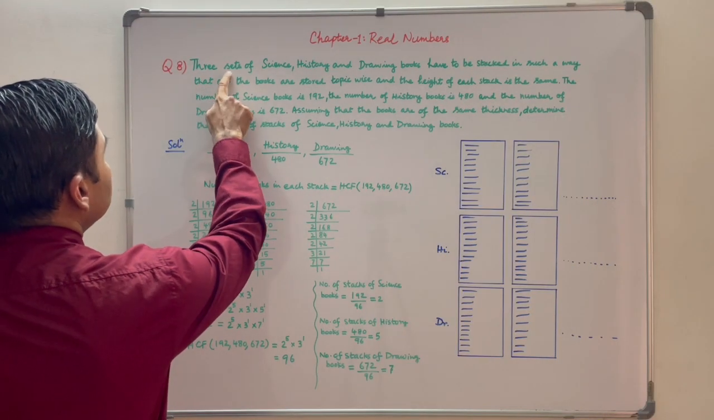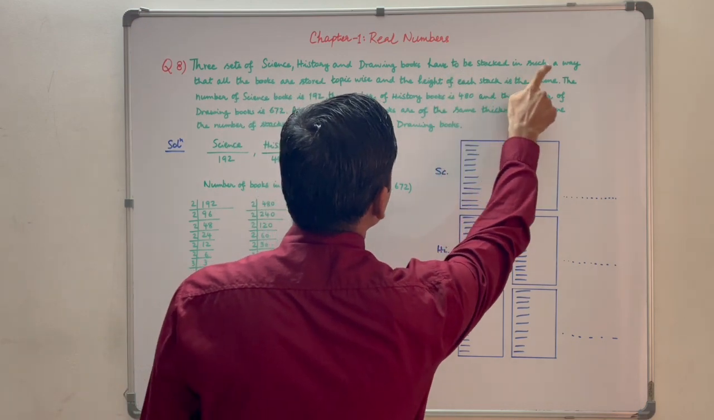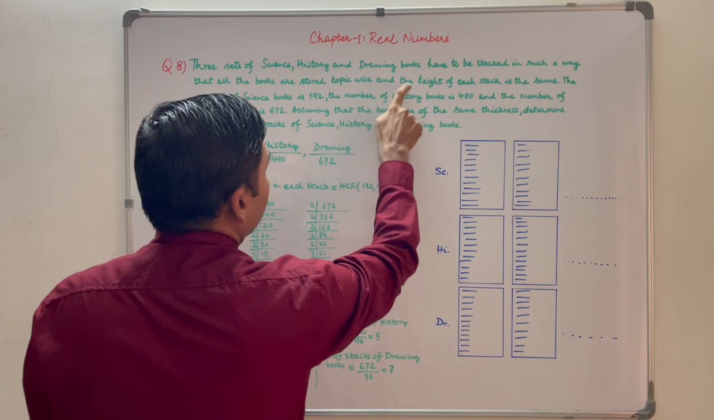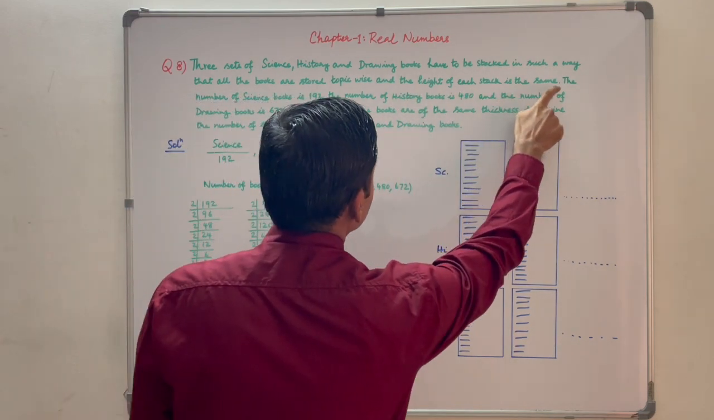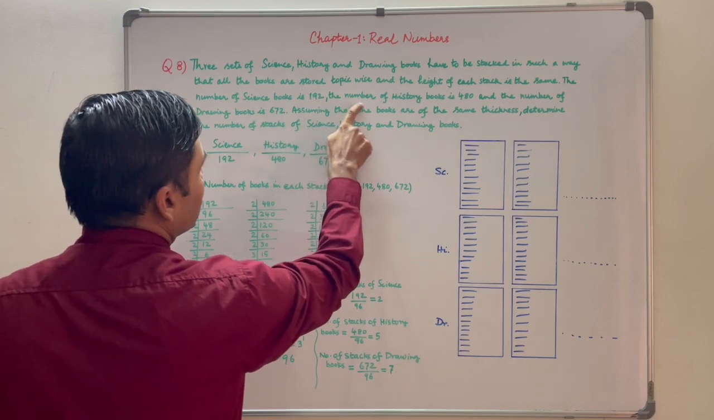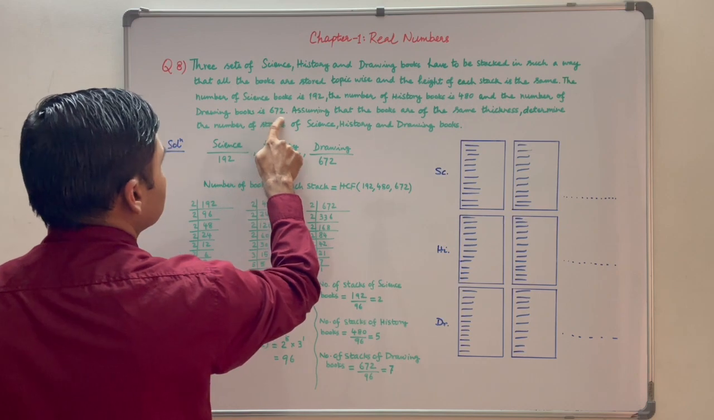Eighth question, 3 sets of science, history and drawing books have to be stacked in such a way that all the books are stored topic wise and the height of each stack is the same. The number of science books is 192, the number of history books is 480 and the number of drawing books is 672.